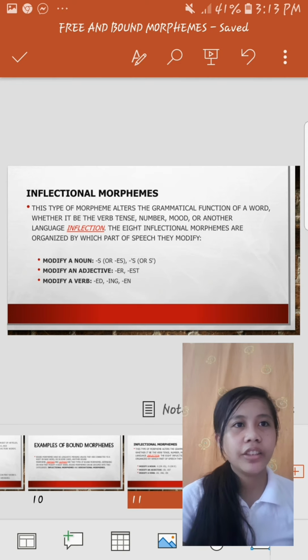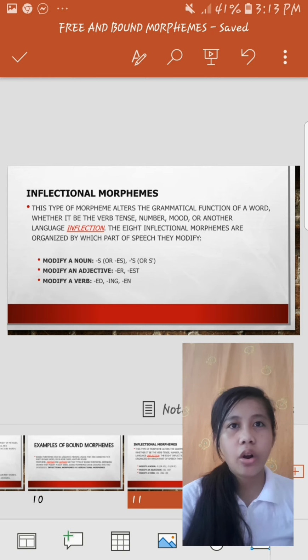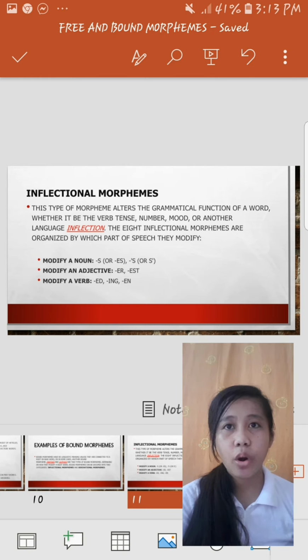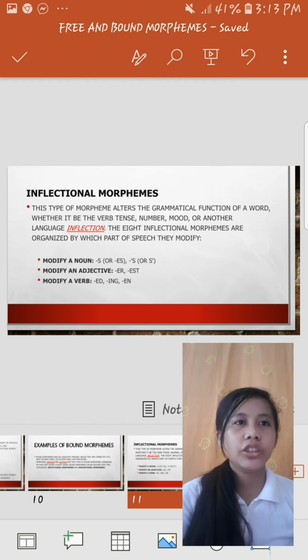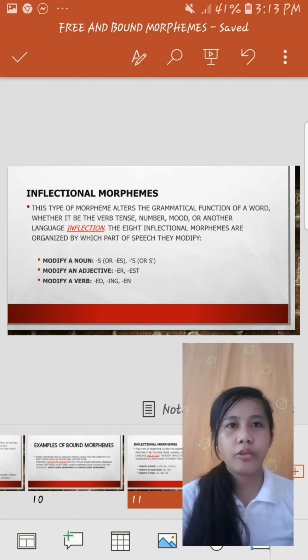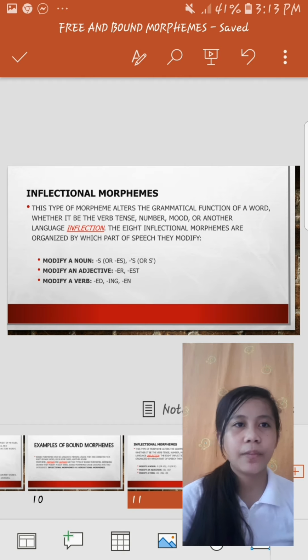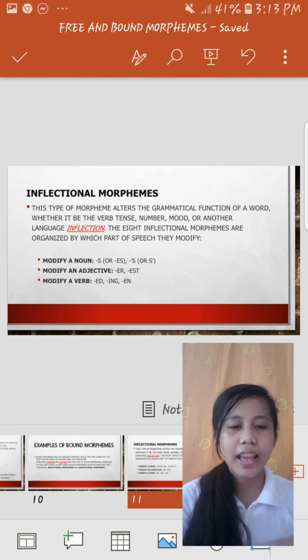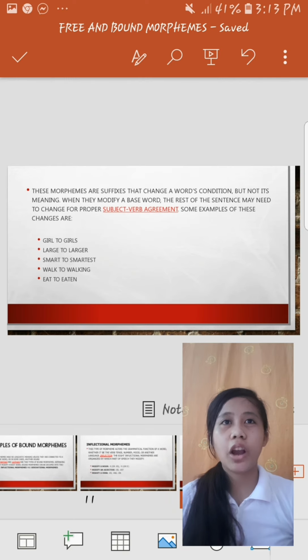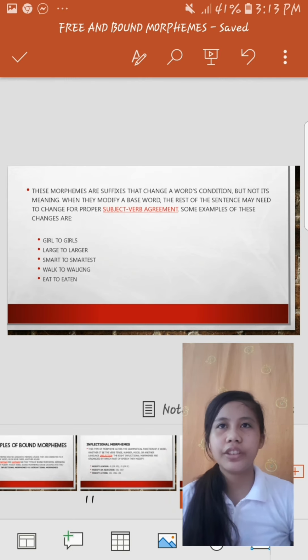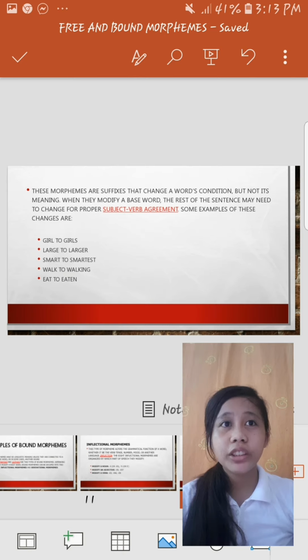To modify a noun, we have s or es, which is pronounced s, and also apostrophe s or s apostrophe. To modify an adjective, we have er and est. To modify a verb, we have ed, ing, and en. Okay, so these morphemes are suffixes that change a word's condition but not its meaning.